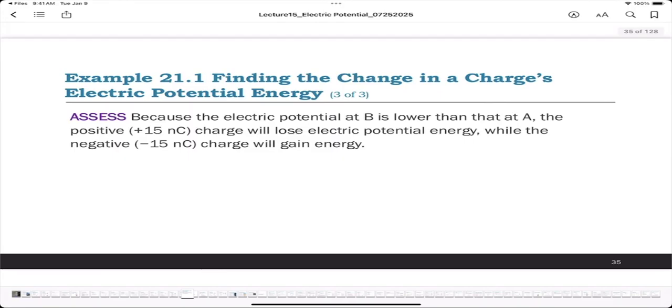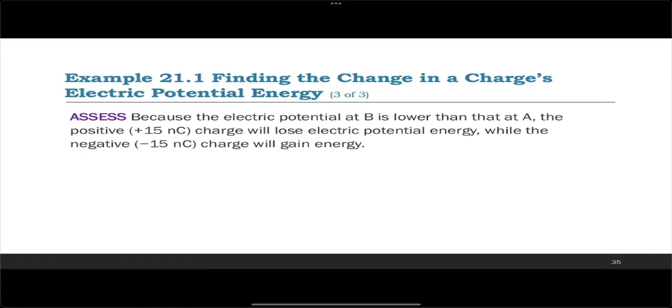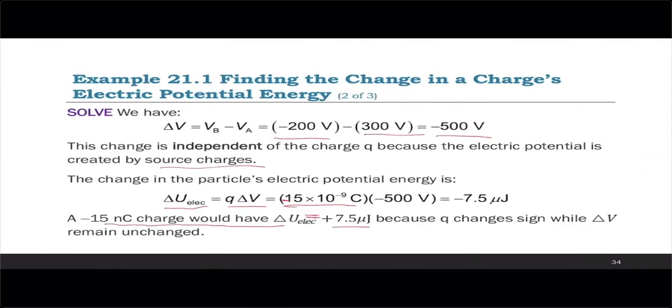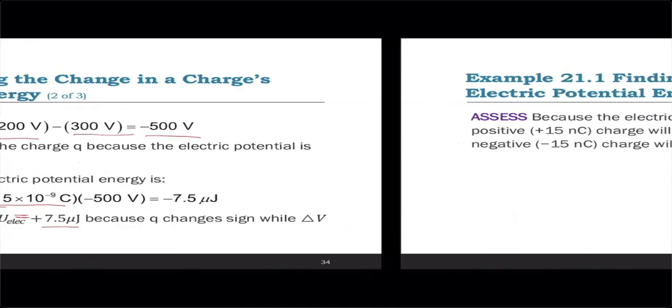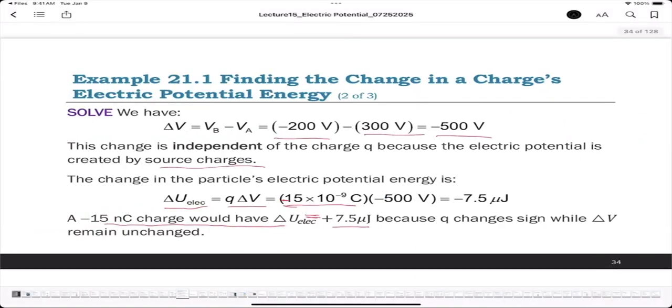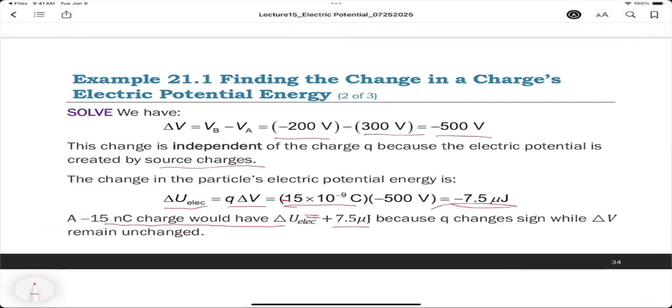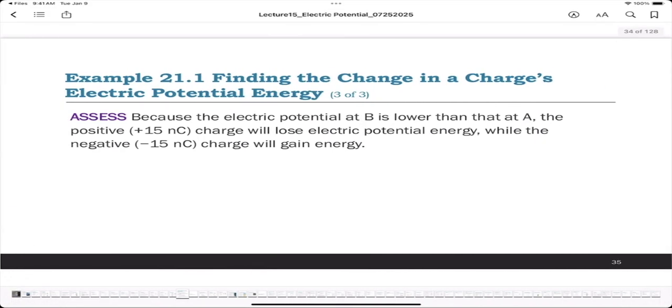Because the electric potential at B is lower than that at A, the positive charge will lose electric potential energy, while the negative charge will gain the energy. So which means why this one is negative? Because it will lose energy, and this one is positive because it will gain energy. That makes sense to you?